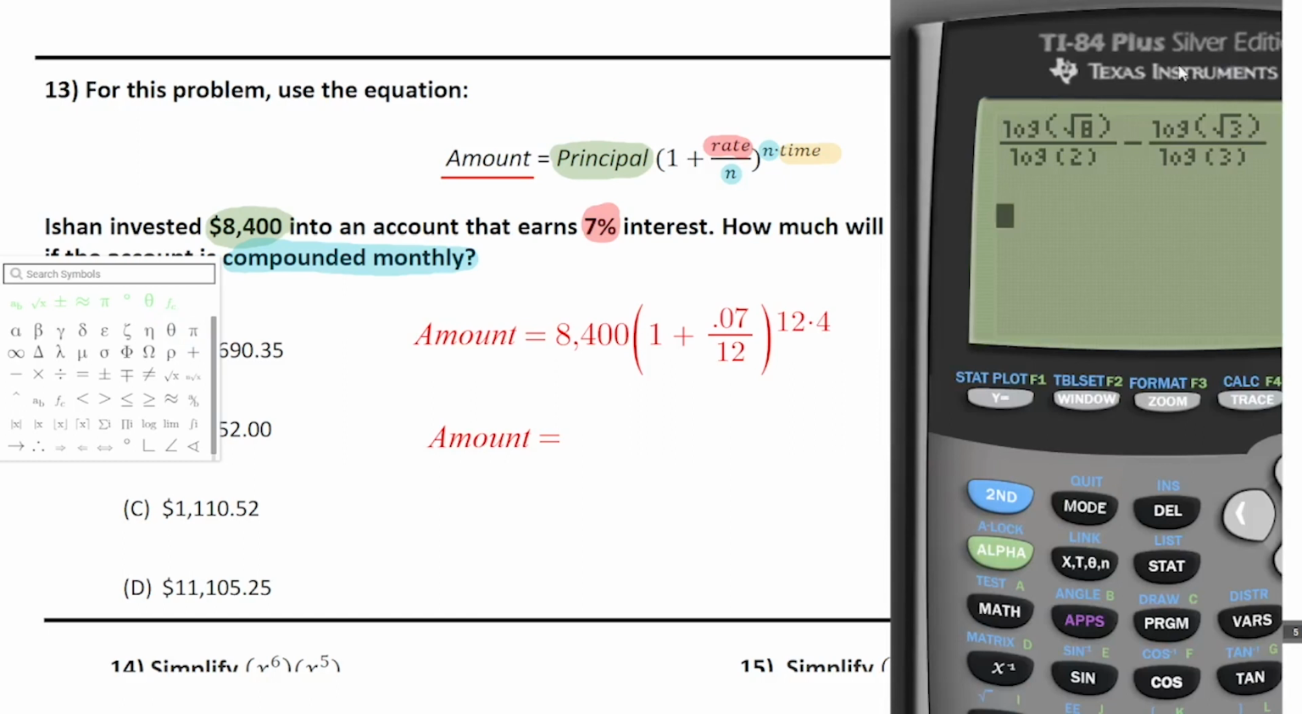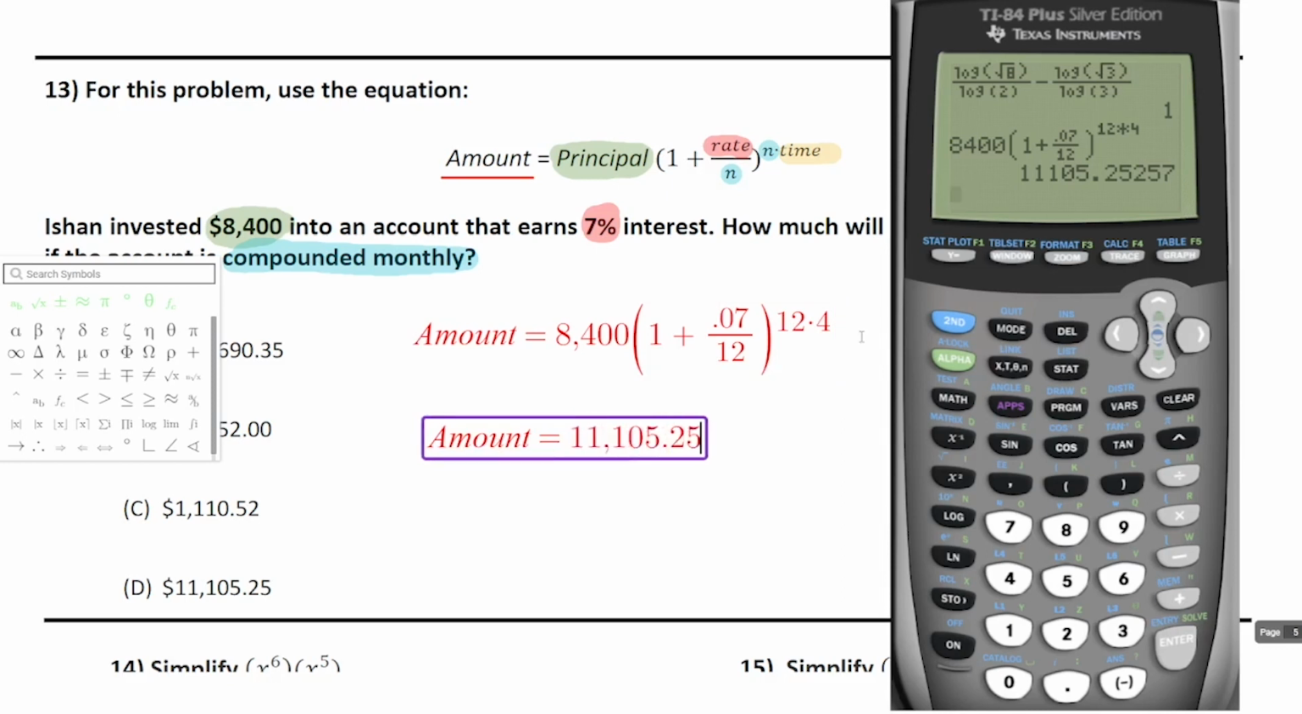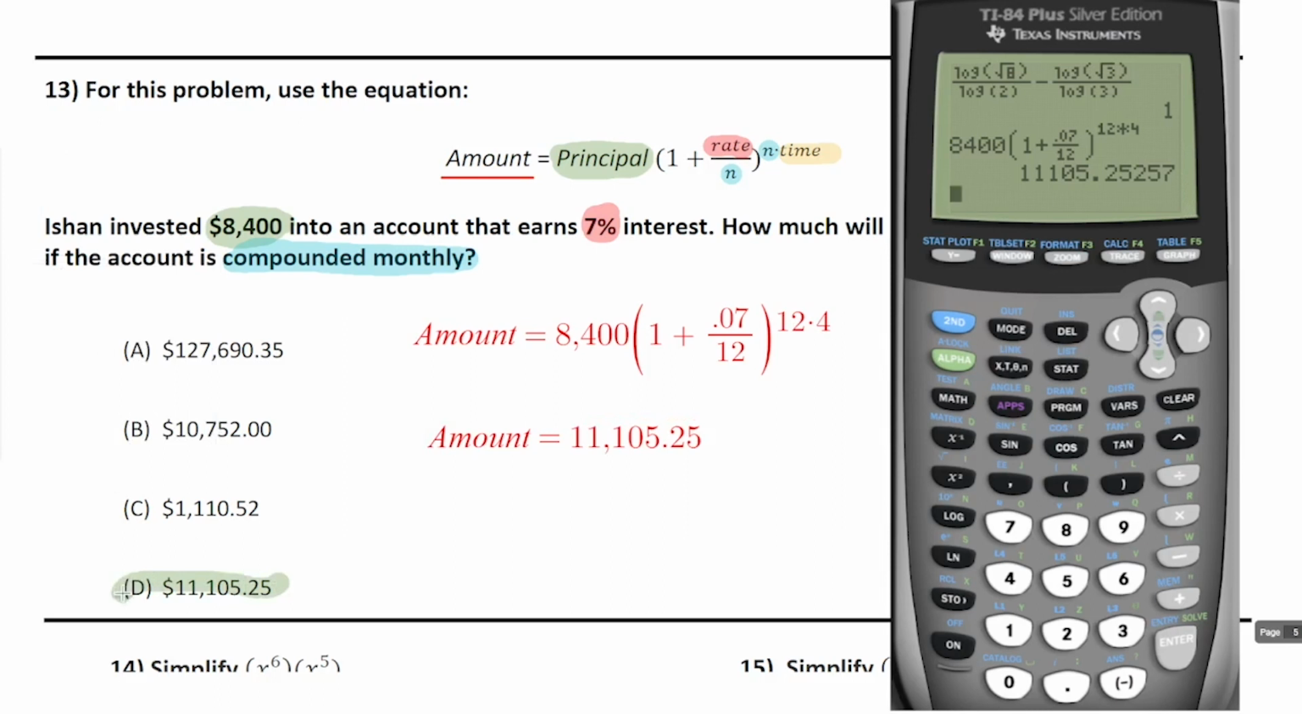At 8,400 times 1 plus 0.07 divided by 12, raised to the power 48, but I'm just going to be on the safe side and just type 12 times 4. And there we go. So we get about $11,105 and 25 cents. So our answer here is D.